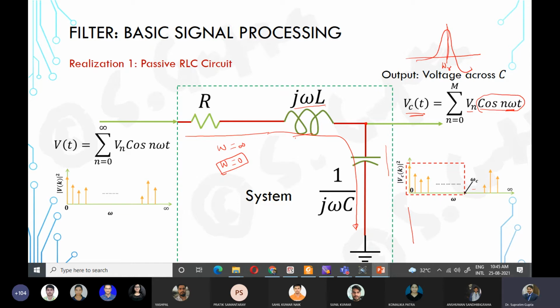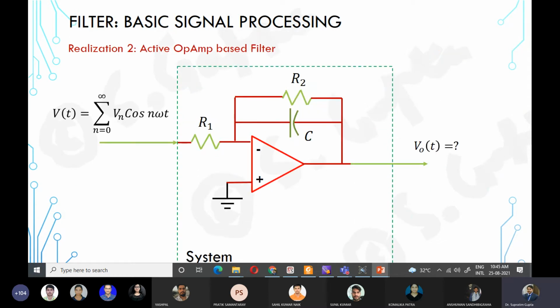Okay, so we have already learned the concept of a filter while we studied the RLC, however it may not have been highlighted. So you need to understand this.